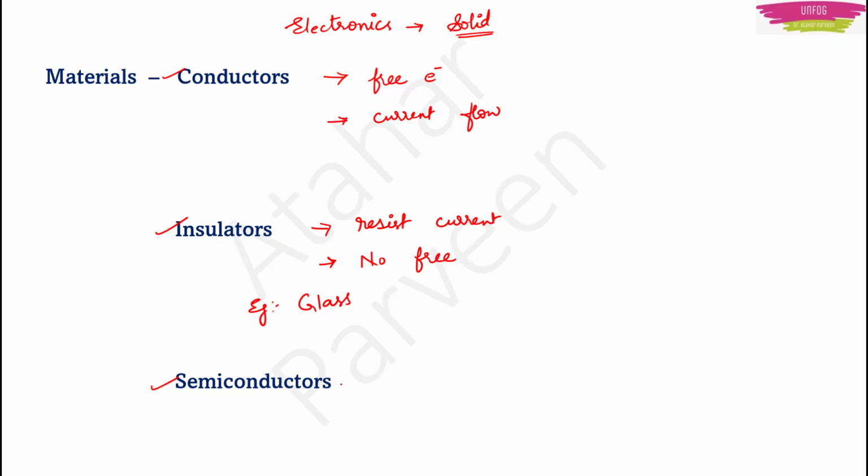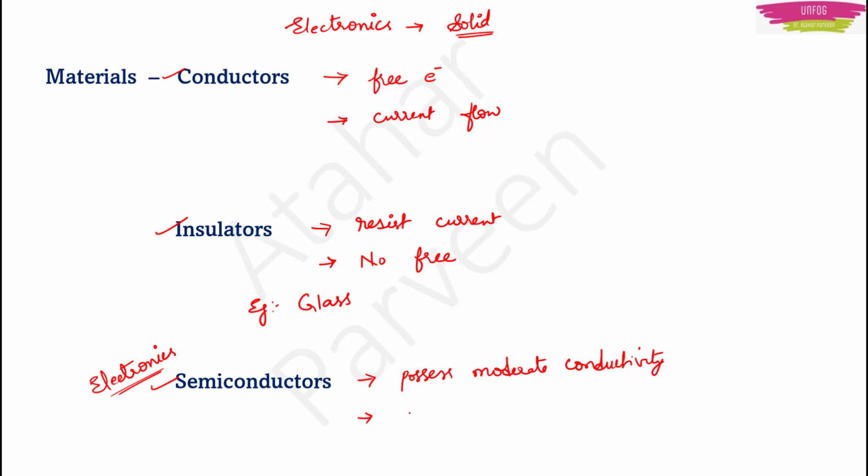Now there is one more material which is very important, and with which electronics deals. Electronics basically deals with semiconductors. We are going to study only semiconductors in this chapter, electronics. Okay, so what are semiconductors? Semiconductors are neither conductors nor insulators. They are somewhere in between conductors and insulators. These semiconductors possess moderate or low conductivity.